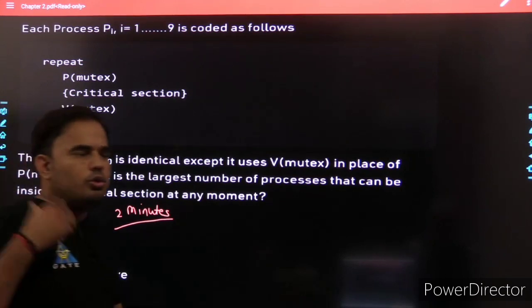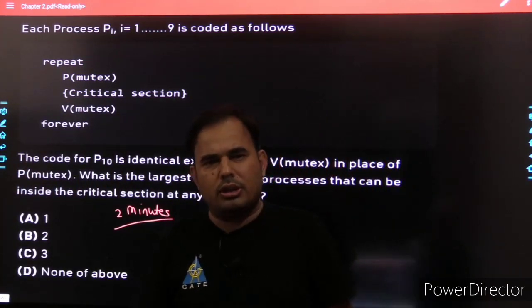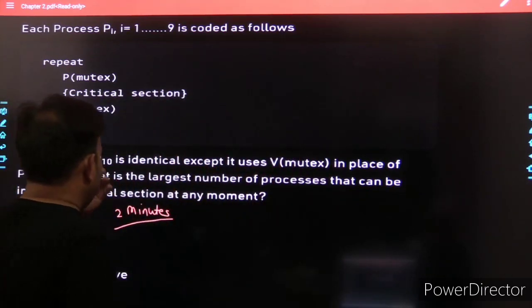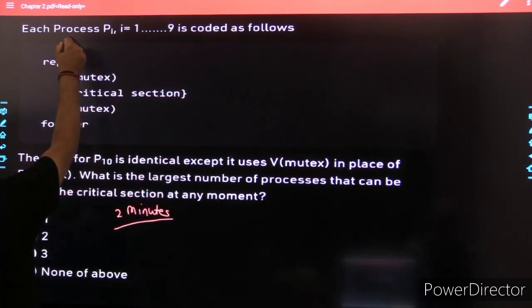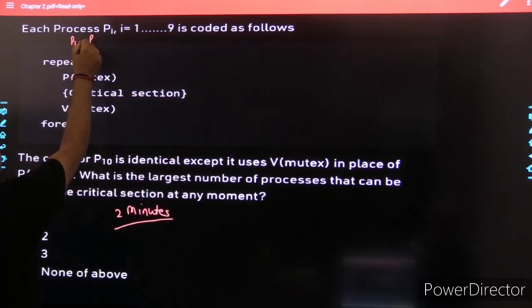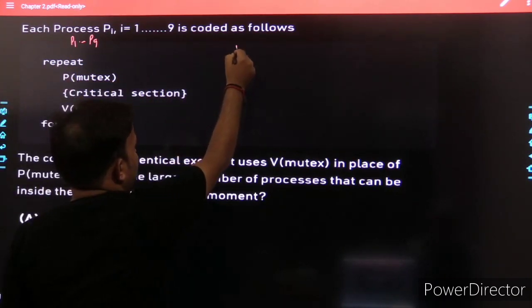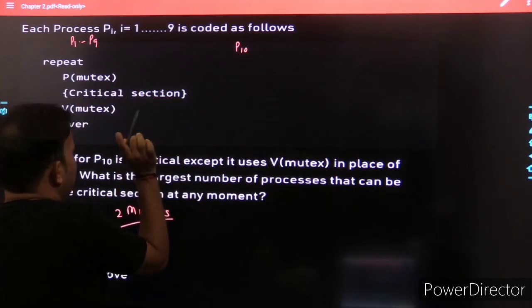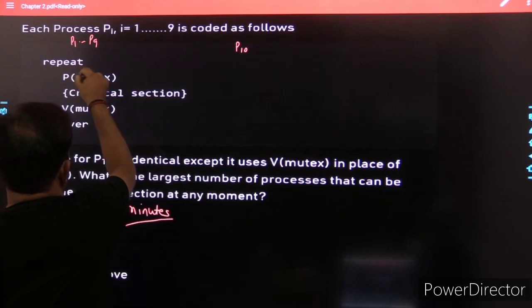So now I am going to solve this, guys. If you are still not able to solve this question, then please pause the video and try to solve it, then match your answer with my answer. Here we have processes P1 to P9, and all of them will execute this code. There is a difference in the P10 code: P10 will execute this code, but there is only one minor difference. P10 will use B mutex in place of P mutex.